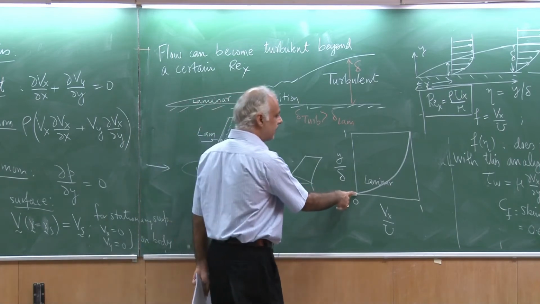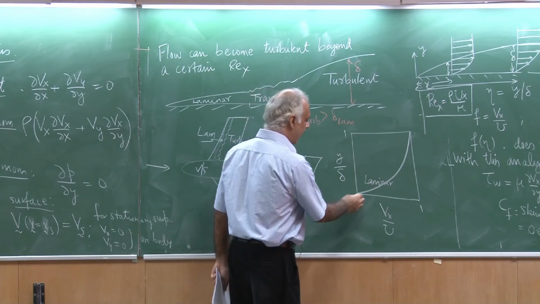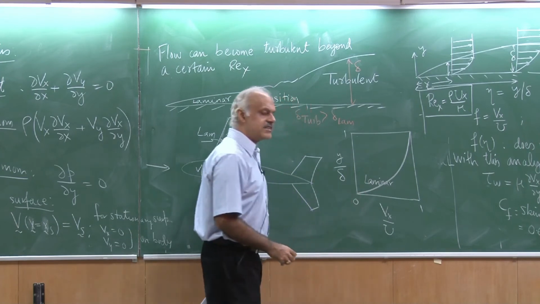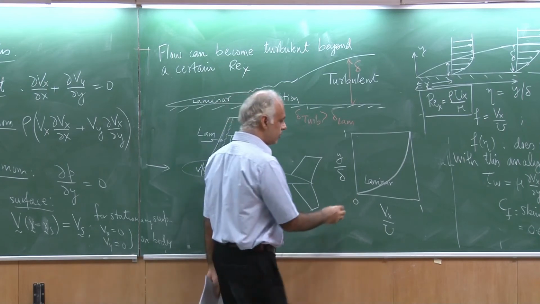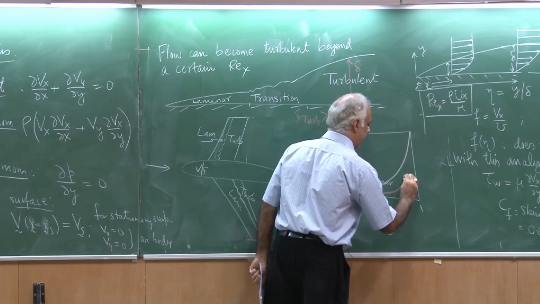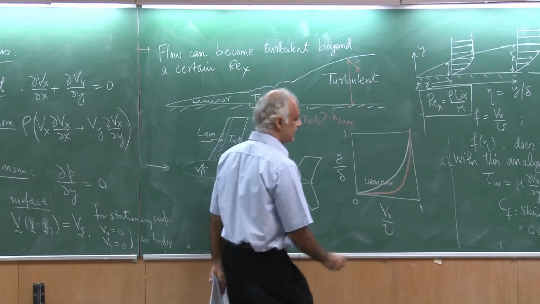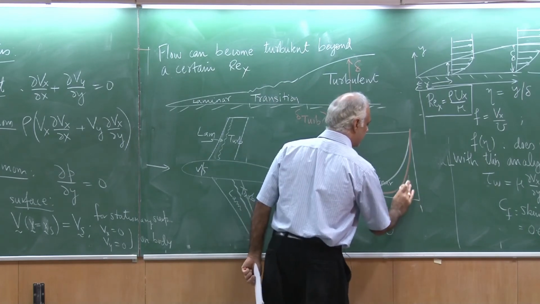So this is the laminar profile. How would the turbulent profile look like? Actually it is very steep near the wall. So you would get something like this, and then it kind of does this. So this is laminar, sorry, turbulent.